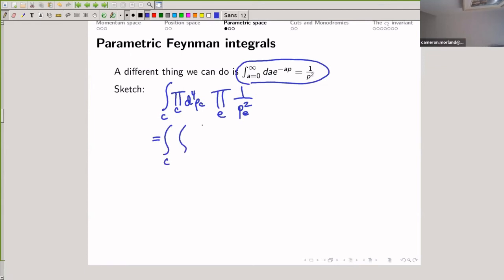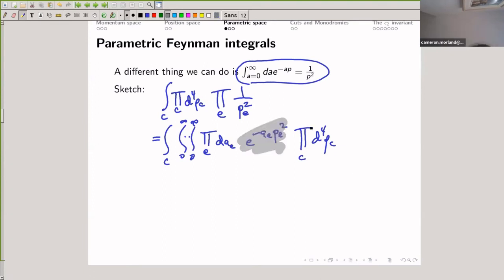Okay, so what's going to happen? I'm going to have a whole bunch of 0 to infinity integrals. And what are they going to be? Well, there's one for each edge, and I'm going to call those variables a sub e. And then I get e to the minus ae pe squared. And I still better integrate over the other guys. Now you say, oh, too bad, I don't know how to do this integral. But fortunately, it's not too hard because you can look it up on Wikipedia. If I do the C integrals first, this is actually just a Gaussian integral. So let's rewrite it.